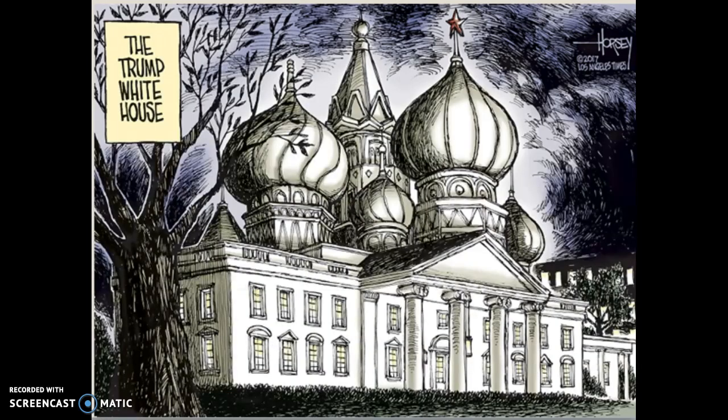This was our political cartoon. I got a kick out of it. A lot of people are concerned with Russia recently, and so it's taking a knock at the White House and the Kremlin sort of being the same.